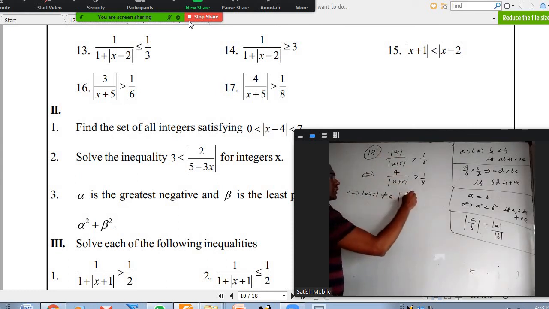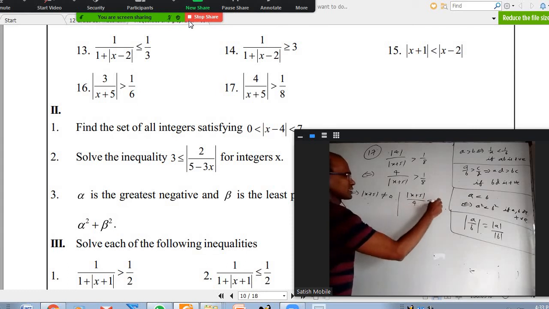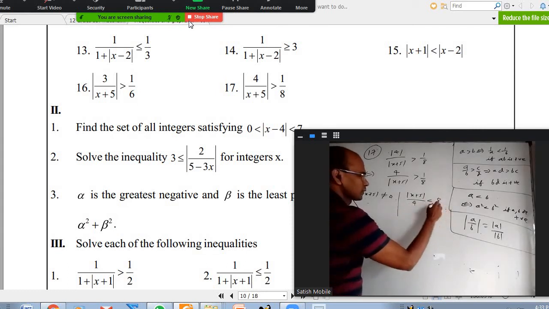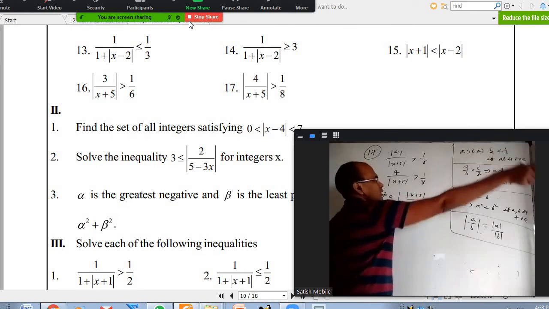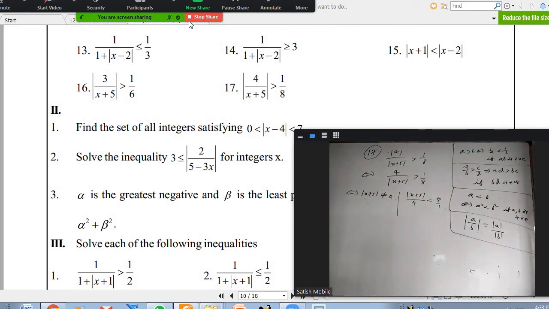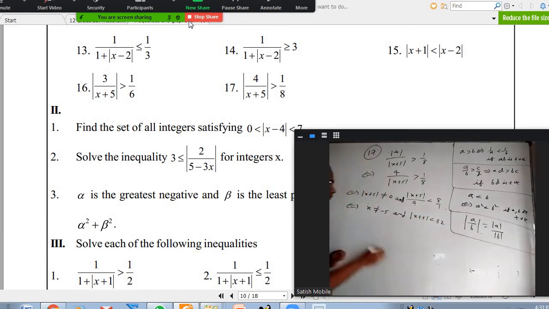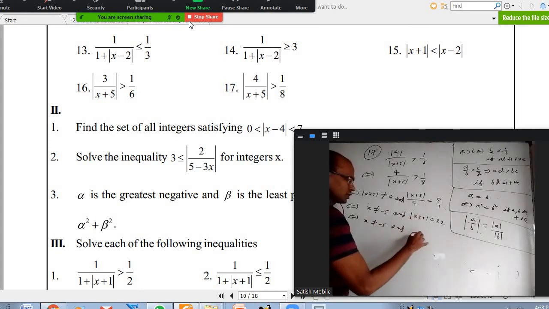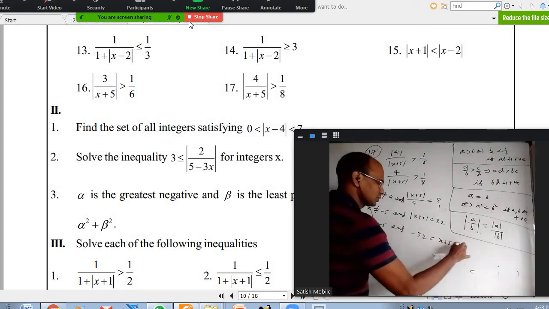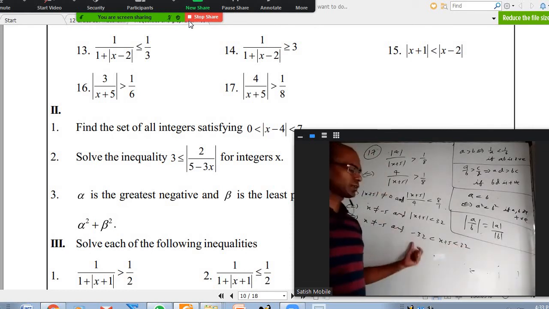If I take reciprocal, I'll get mod x plus 5 by 4 is less than 8 by 1. Inequality will change. A is greater than B, double implies 1 by A less than 1 by B, provided A into B is positive. So this is mod x plus 5 not equal to 0, and then only you can do this. That is, x should not be minus 5, and we get mod x plus 5 should be less than 32. So minus 32 less than x plus 5 less than 32. And mod x is less than k means x should be between minus k to k.